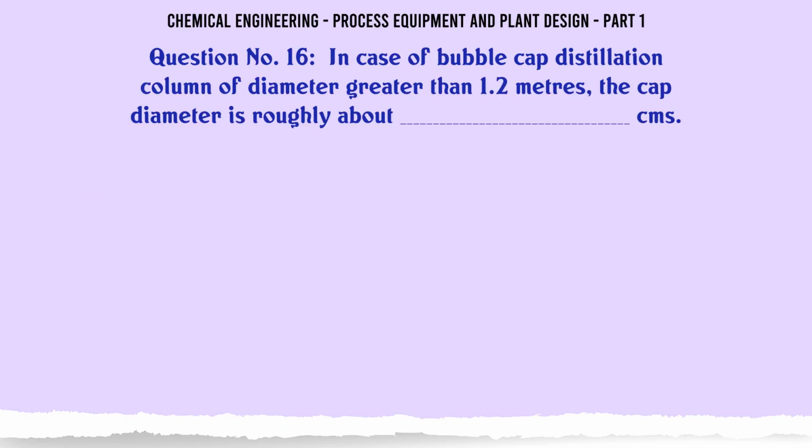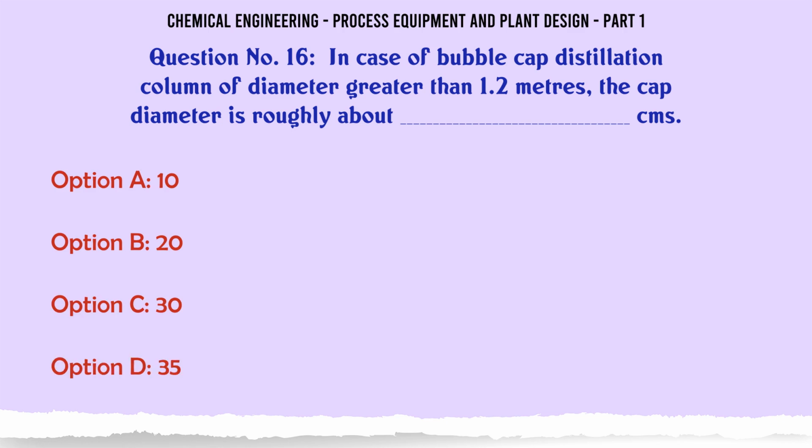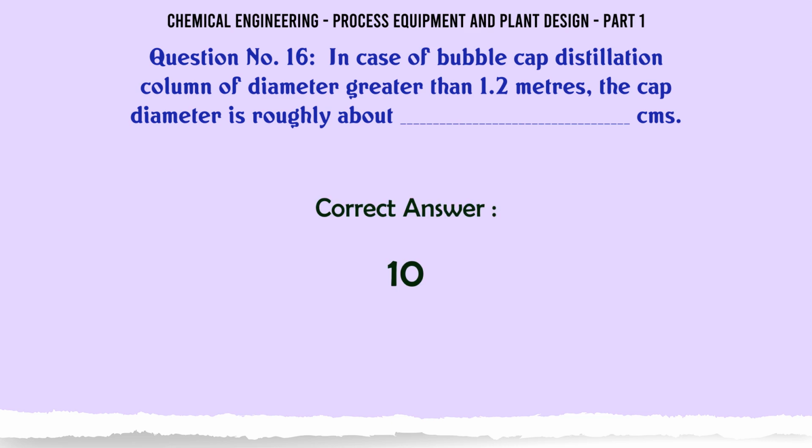In case of bubble cap distillation column of diameter greater than 1.2 meters, the cap diameter is roughly about ______ cms. A. 10, B. 20, C. 30, D. 35. The correct answer is 10.